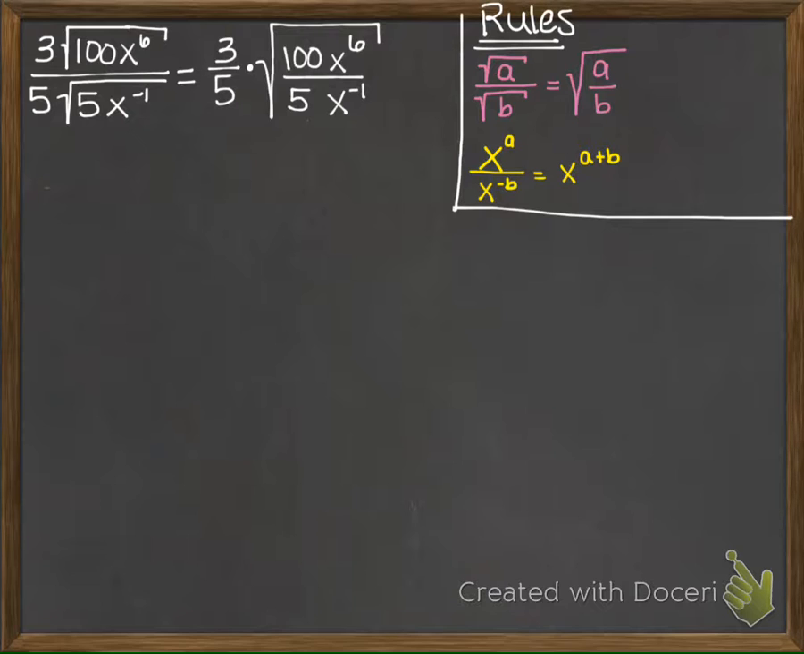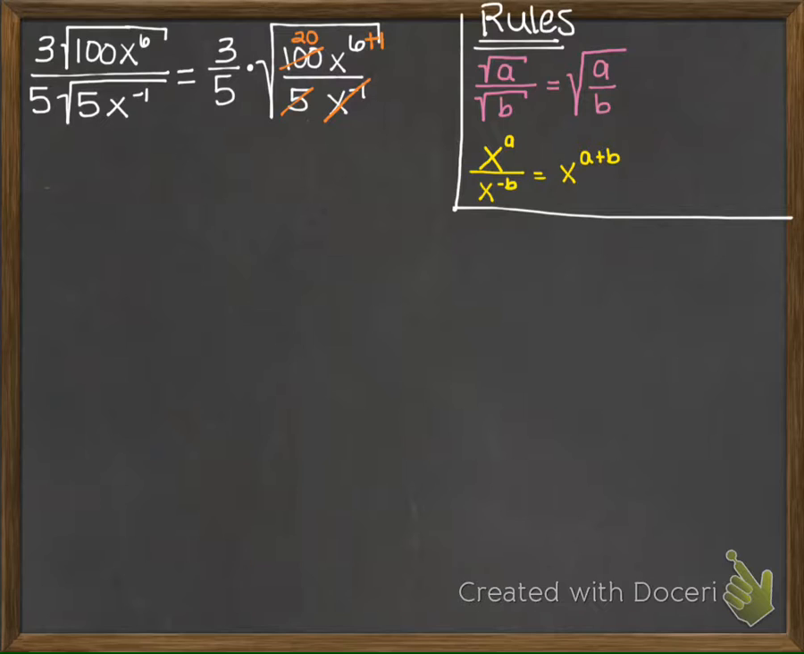So now I have fractions and I want to be able to reduce these fractions. So I have 100 and I have a 5. This 100 will reduce with this 5 to result in 20, because there are 5 $20 bills in $100. And this negative exponent on the x will reduce with the exponent up here as a plus 1.